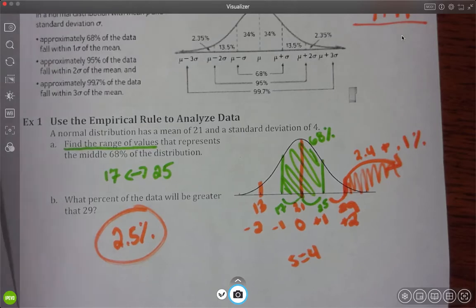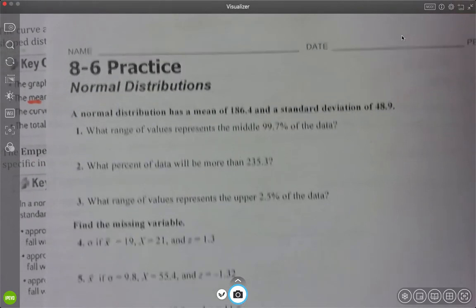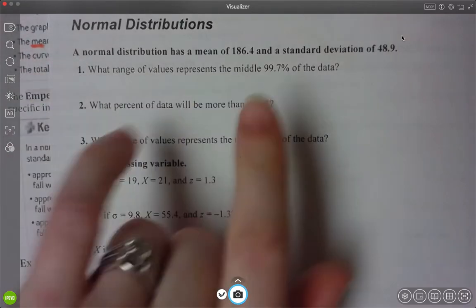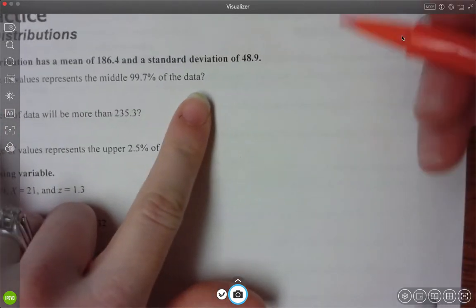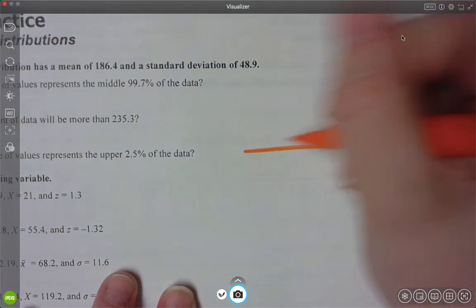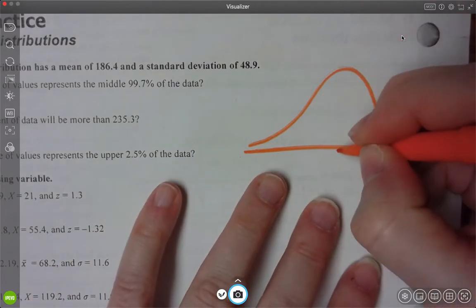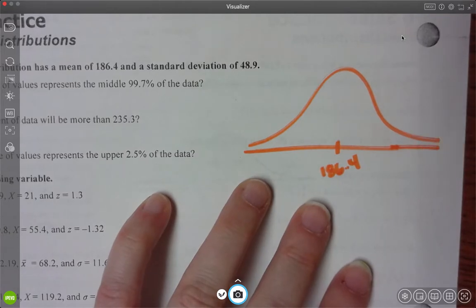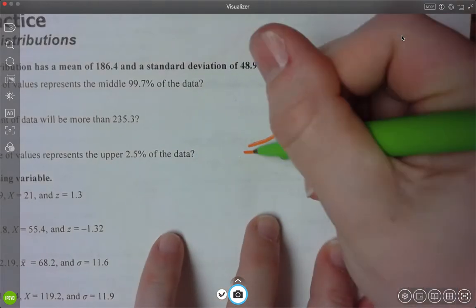So what I'm going to have you do quick is look on this practice sheet. I'm going to go through a couple more of these examples with you just to get an idea. Questions 1, 2, and 3 refer to this information up here: 186.4 and a standard deviation of 48.9. It doesn't tell me what these numbers mean, but I just go with it. 186.4 is going to be my average, and then I'm adding 48.9 each time. So I'm going to do 1, 2, 3 here, and 1, 2, 3 here.